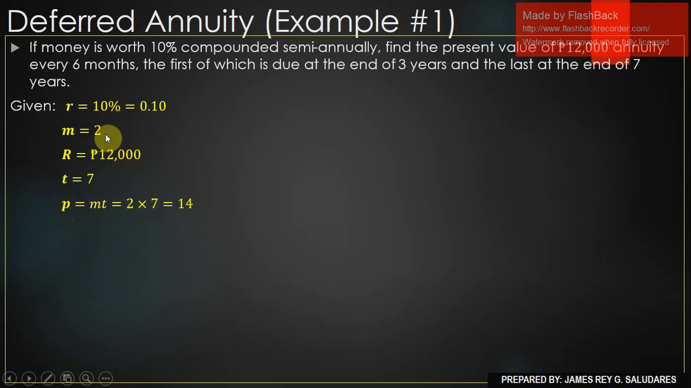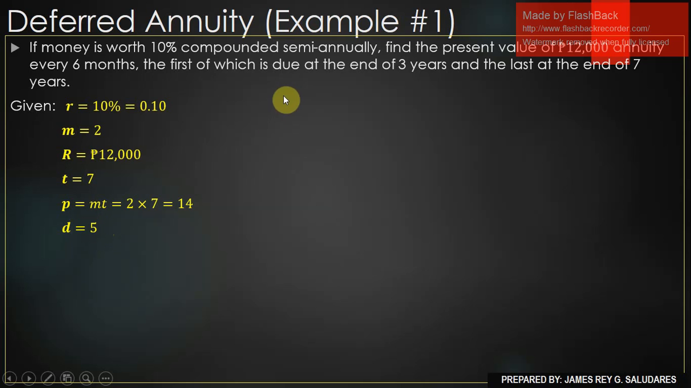Since this is for deferred annuity, your M is 2, your T is 7. So your P, if we look at your terms, the P there is M times T. Your deferred period is 5. This deferred period is the number of periods where you have not yet paid.